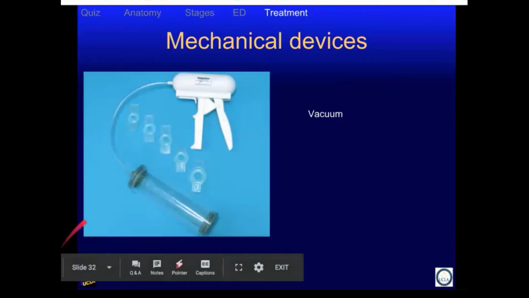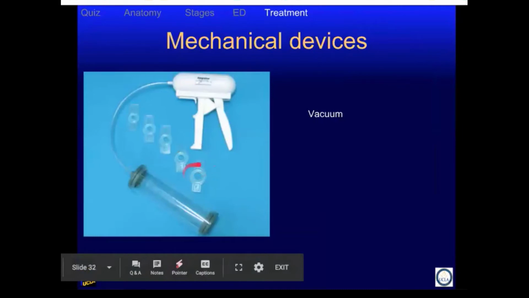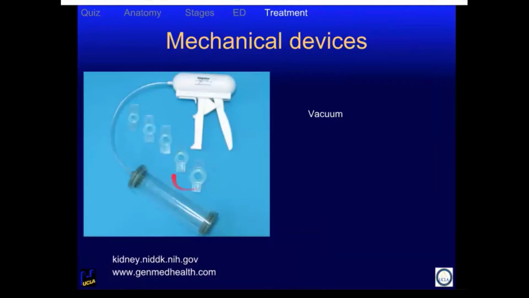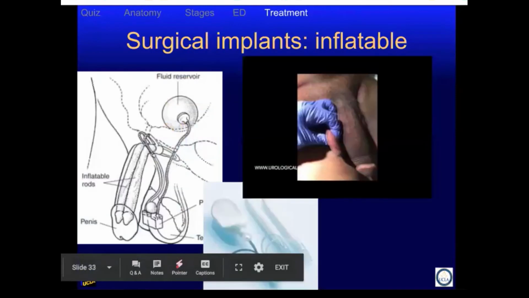Okay, so mechanical devices. This is the vacuum pump, and it's placed onto the penis, the entire length, and then you put this ring at the base of the penis, and then you pump to increase the vascular engorgement. Then you keep the ring in place at the base during the erection, and it's removed after intercourse.